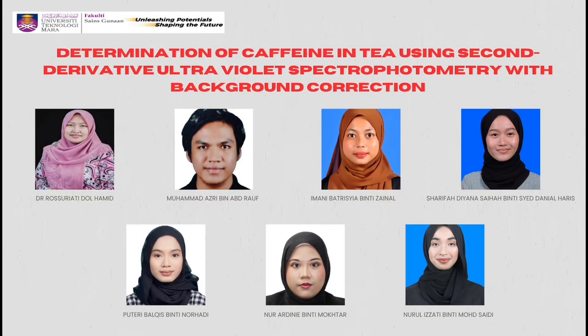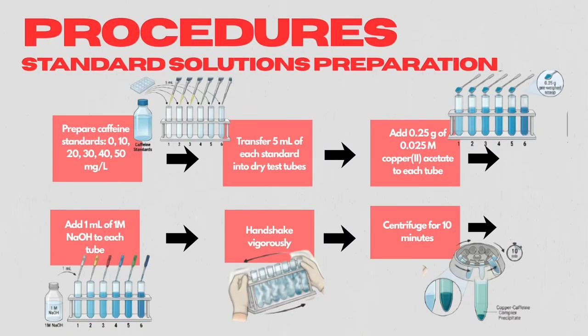Hello guys, so today we are going to prepare an experiment for the determination of caffeine in tea using second derivative ultraviolet spectrophotometry, or UV-VIS, with background correction. So let's get started. Preparation of standard solutions.